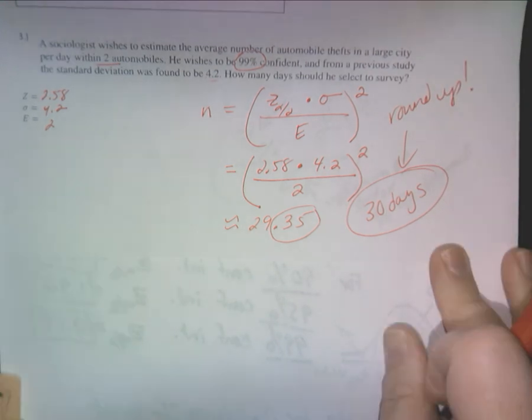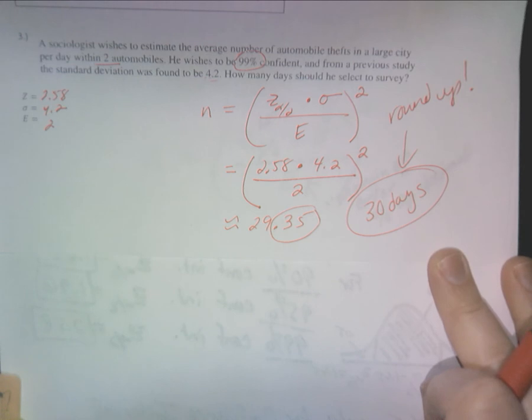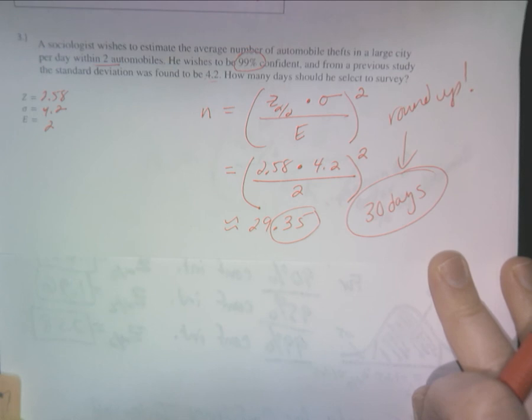Because especially if it's people, you can't be like, oh, I'll just survey 29.56 people. No, just survey 30 people, okay?